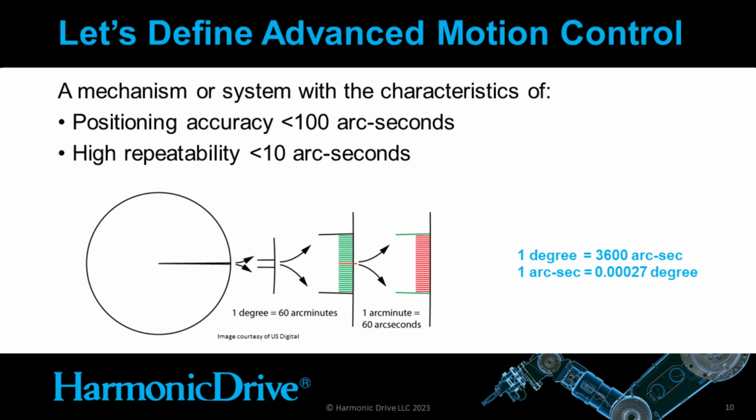These are known as arc minutes, and there are 60 of them in 1 degree. Then we zoom in further on these increments, dividing each increment into a further 60 equal increments. This is known as an arc second, and there are 3,600 arc seconds in 1 degree. So we're talking about a very fine scale here. If you convert back to degrees, it is 0.00027 degrees per arc second.